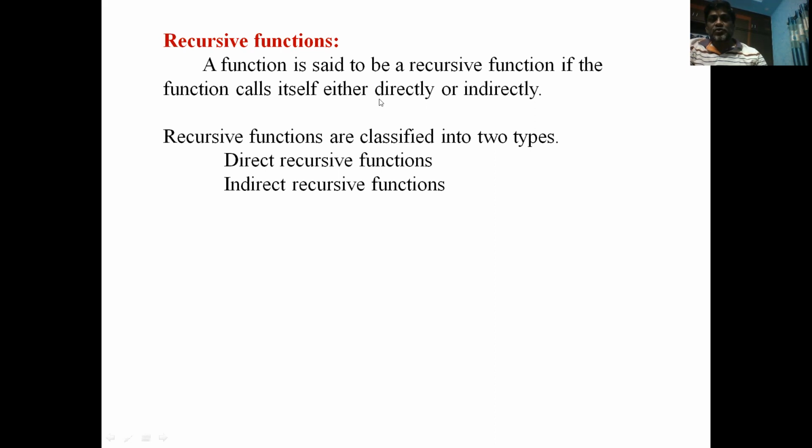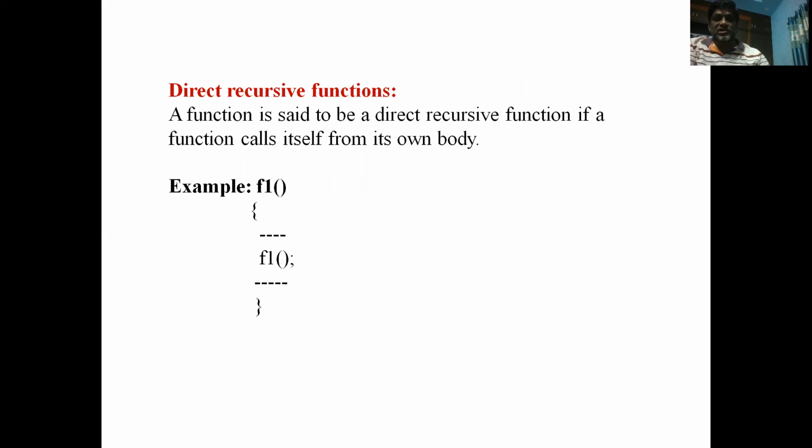And there may be two ways for a function to call itself. Either it may be directly or it may be indirectly. So based on whether it is calling directly or indirectly, the recursive functions are again classified into two types. One is the direct recursive function, which falls into this category, and the other one is the indirect recursive function, which falls into this category. Okay, so let us have a look at what is a direct recursive function and what is an indirect recursive function.